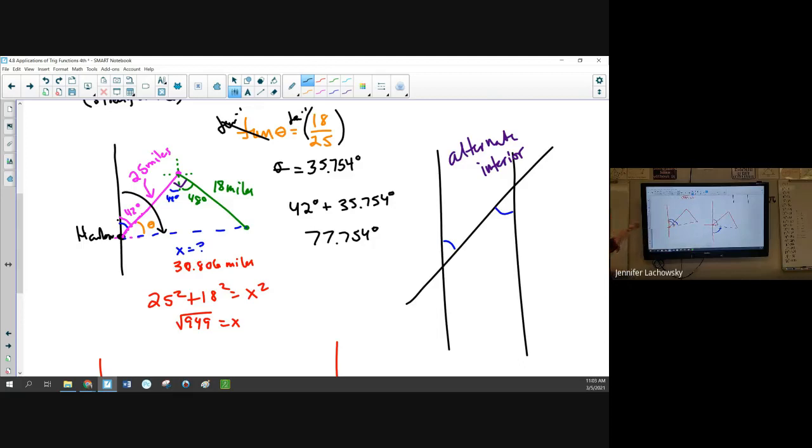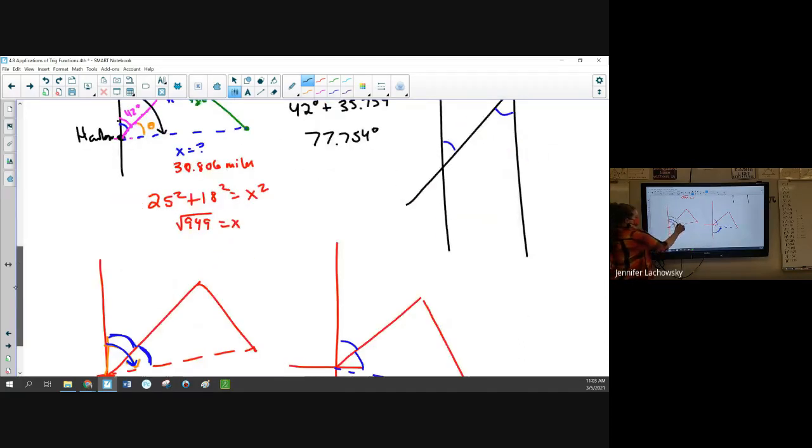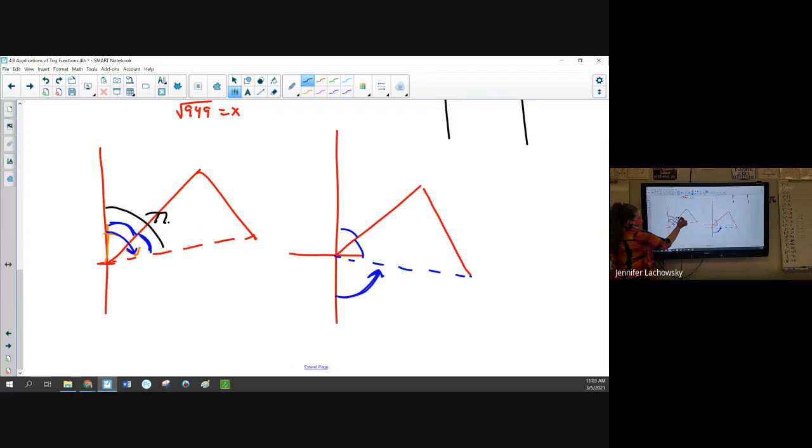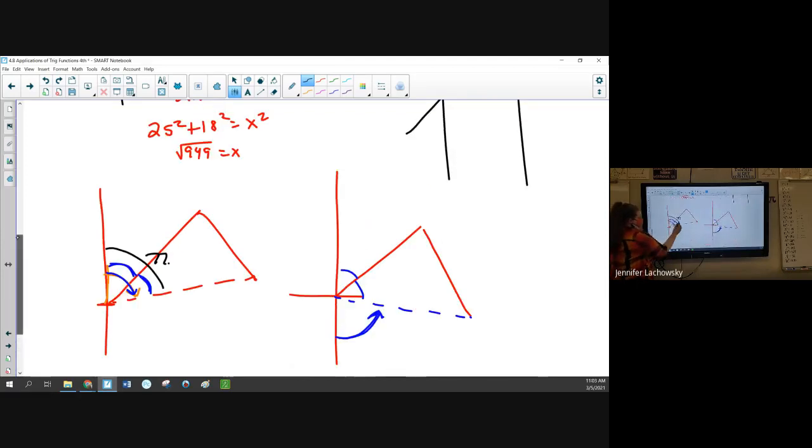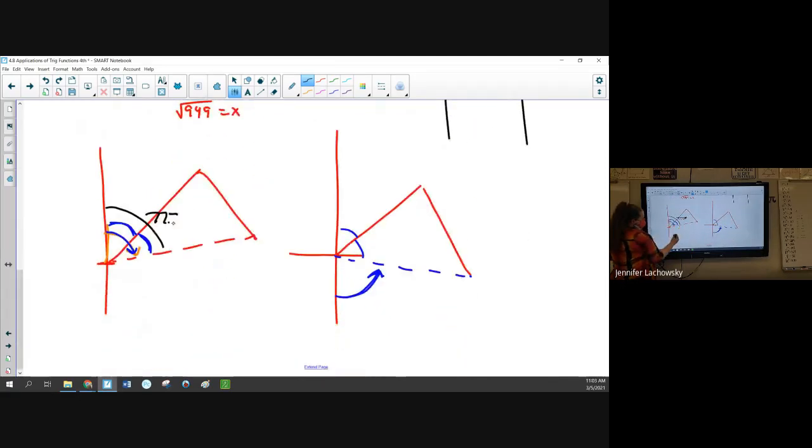Good. We know that this angle is 77 point, what was it, 754? Okay. 77.754 degrees. So my final bearing is north east. Now, if you told me east something north, it's not wrong. We just always go from the north and the south first. Okay. All right. What do you think about that?